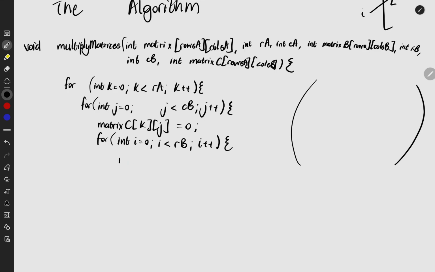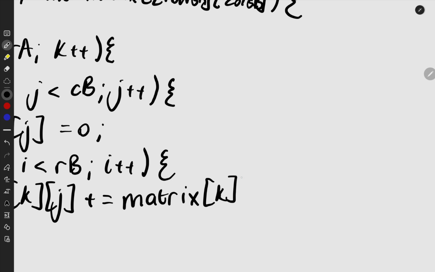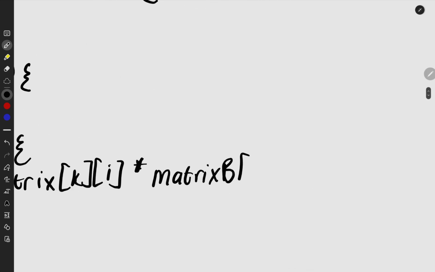And then now we say matrix C k j is equal to, sorry, plus equal to, because remember we want the sum, so it has to add all of the things together, including obviously adding itself to the thing. So then we have matrix A times matrix B.